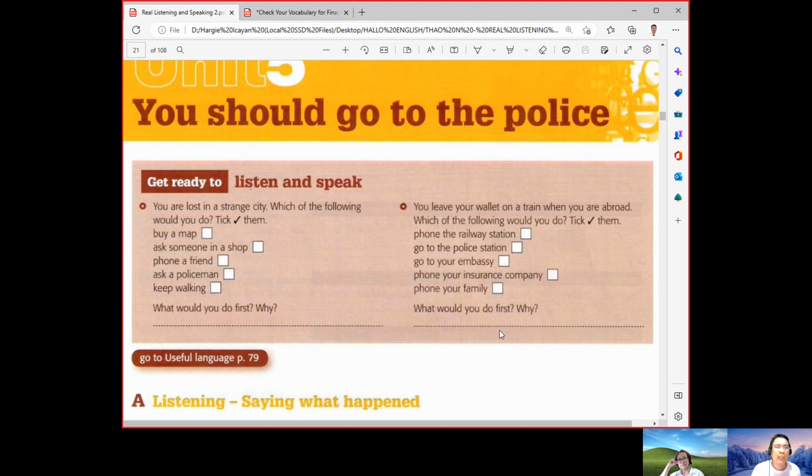If we have problems, where can we go? We have to report if we encountered some problem, right? So get ready to listen and to speak. Now, you are lost in a strange city.